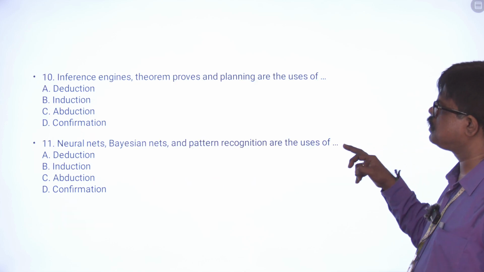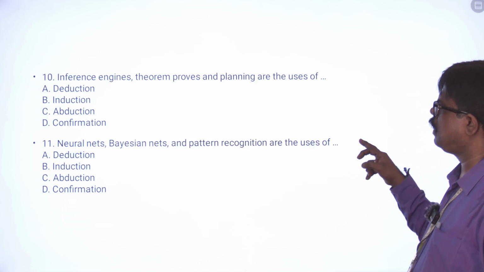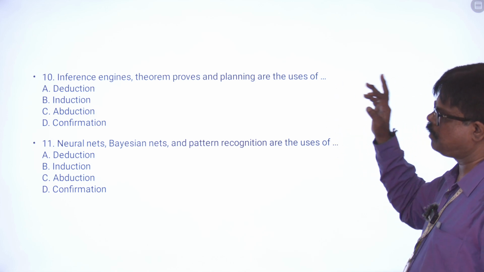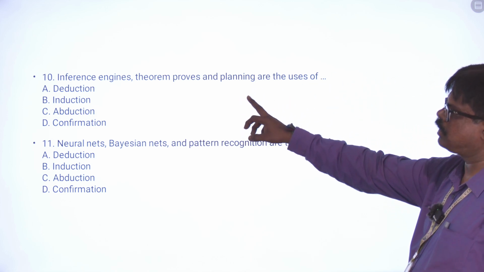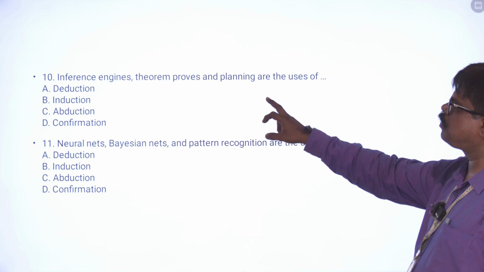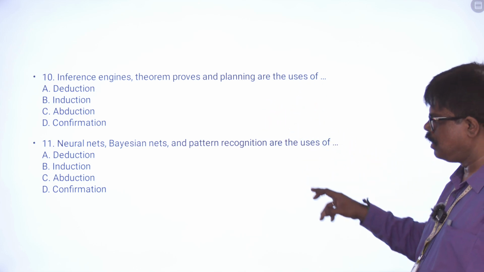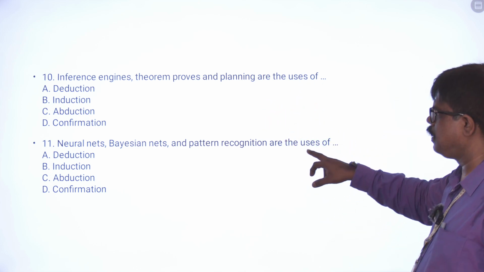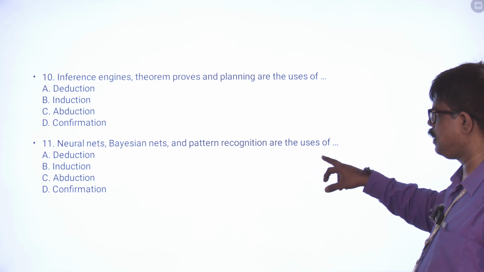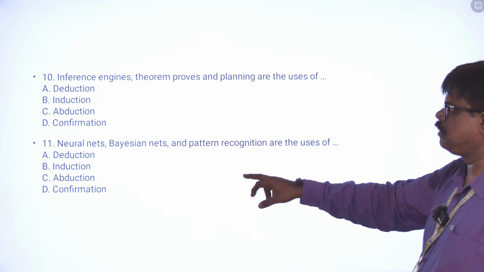Next one is inference engine, theorem proofs and planning are the uses of deduction. The solution is A, deduction. Next one is neural nets, Bayesian nets and pattern recognition are the uses of induction. Solution is B.